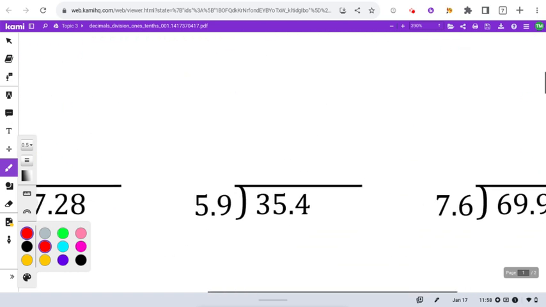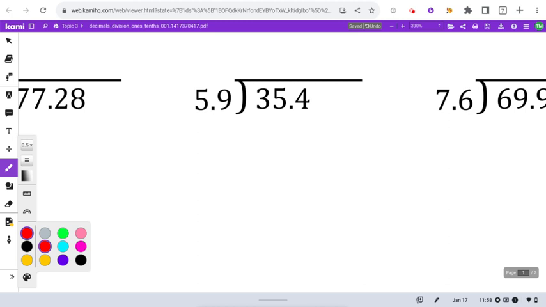Okay, I'll do a couple more. So this one here, decimal over 1, change it to 59. Decimal over 1, change it to 354.